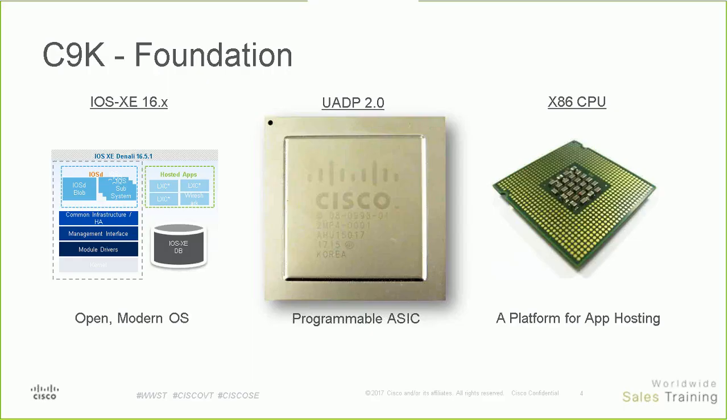Core and aggregation. Okay, so let's start. CAT9K Foundation. This is probably, to be honest, the most important slide of the presentation. Everything we innovate from now on will be based on one of these three pillars: our operating system, our programmable ASIC UADP, and our CPU, now, since CAT9K, based on x86. So why is this so important?